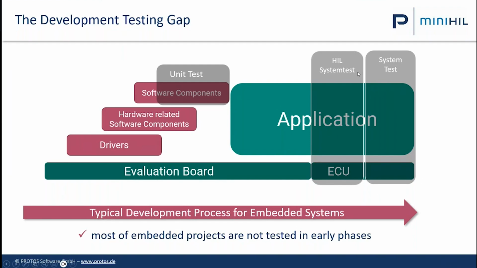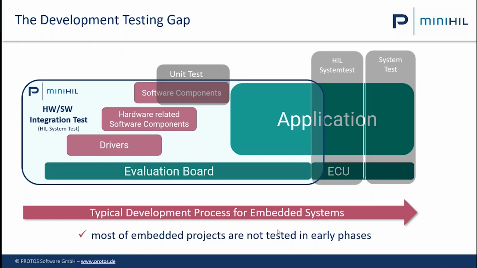Later, the HIL system test and the system test are usually very late in the process. So that's also something that does not really help the developer in the early stages or during most of the development. So what we do with the miniHIL, we bring the hardware-software integration test and part of the system test, big part or small part depending on the system, to the desktop of the developer. So while he's developing, he can run those tests on his desktop. I'm going to show you later what this looks like. So that's the basic idea.